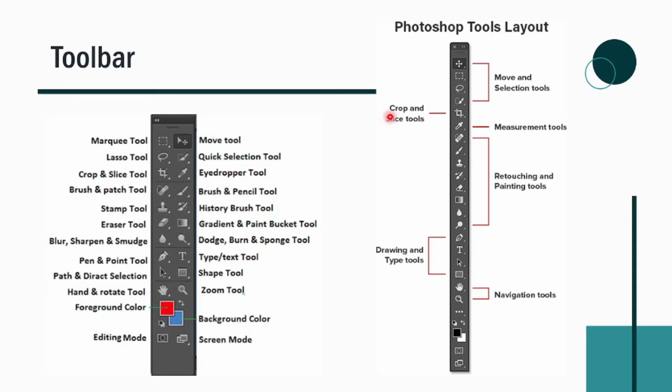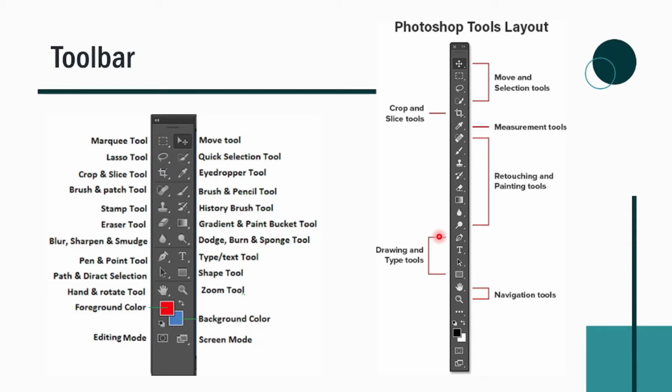And then under the crop and slice tools, we have here the crop and slice tool. And then the measurement tools, we have here the measurement tool, this one. And then for the retouching and painting tools, we have here 1, 2, 3, 4, 5, 6, 7, 8. So that is under the retouching tools, where you can have gradient, you can have history brushing.